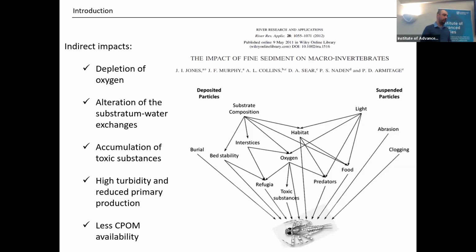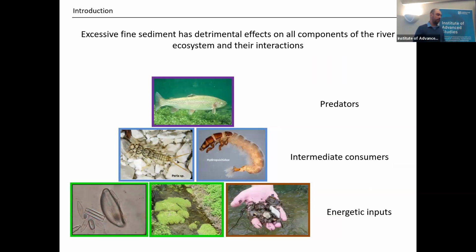Among the indirect impacts, we can mention the depletion of oxygen. Fine sediment usually alters the gas exchanges between the river bottom and the water column. And also the massive deposition of fine sediment reduces the availability of the main food resources for riverine organisms, for example, benthic algae and organic detritus. As a consequence, siltation can have a lot of impacts on all the biological components of the river ecosystem, from the food sources until the top predators.